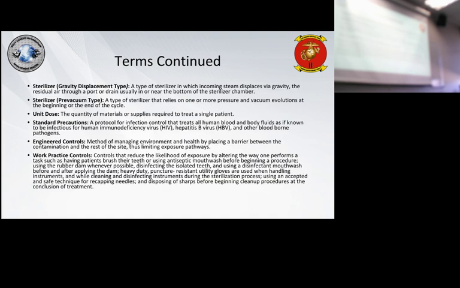Sterilizer, gravity displacement type, and then there's a pre-vacuum type. Incoming steam displaces via gravity the residual air through a port or drain, usually near the bottom of the sterilizer chamber. The vacuum type is a sterilizer that relies on one or more pressure and vacuum evolutions at the beginning or end of the cycle. Unit dose. The quantity of materials or supplies required to treat a single patient is referred to as a unit dose. We'll see that again in various places, like the quiz we made.